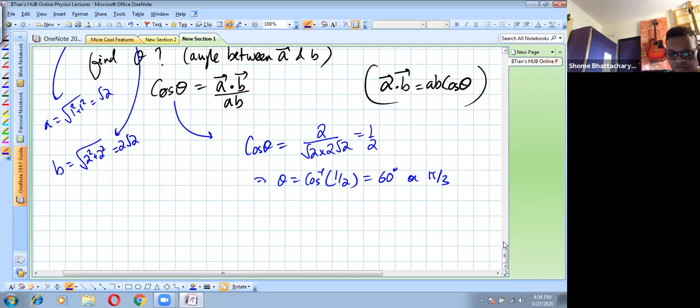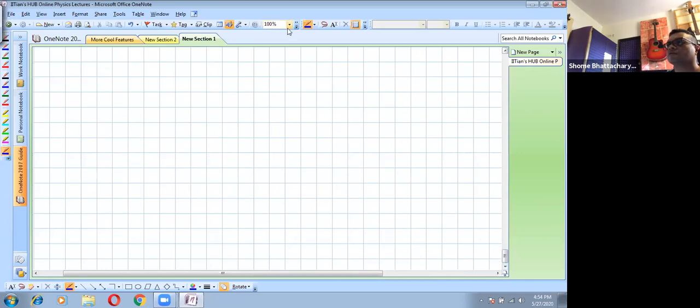Now sixth is a question which I want to discuss actually. So let's come to this. So vectors A and B are given.